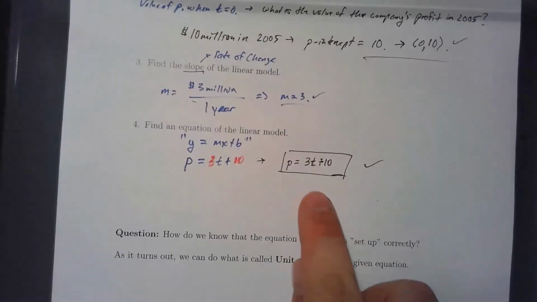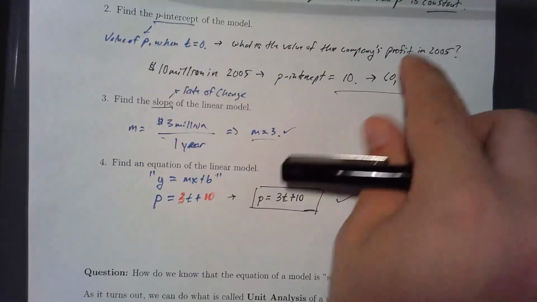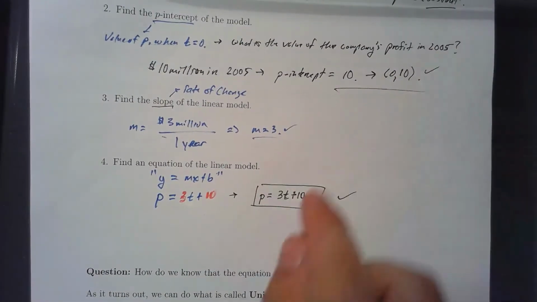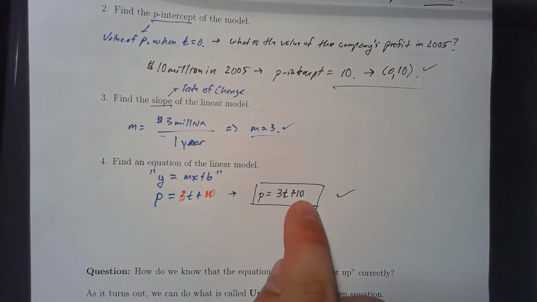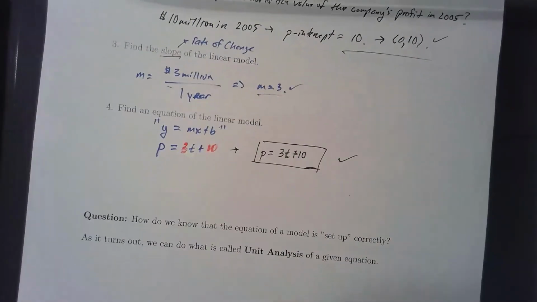And you could keep going on. If I want to do the year 2020, that would be 15 years. So plug in 15 here. 15 times 3 is 45, plus 10 is 55 million in 2020. And you get the idea.